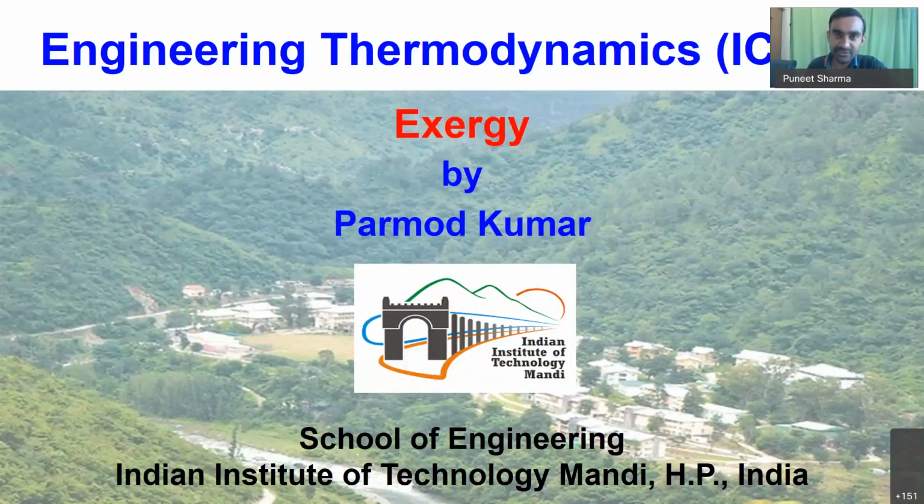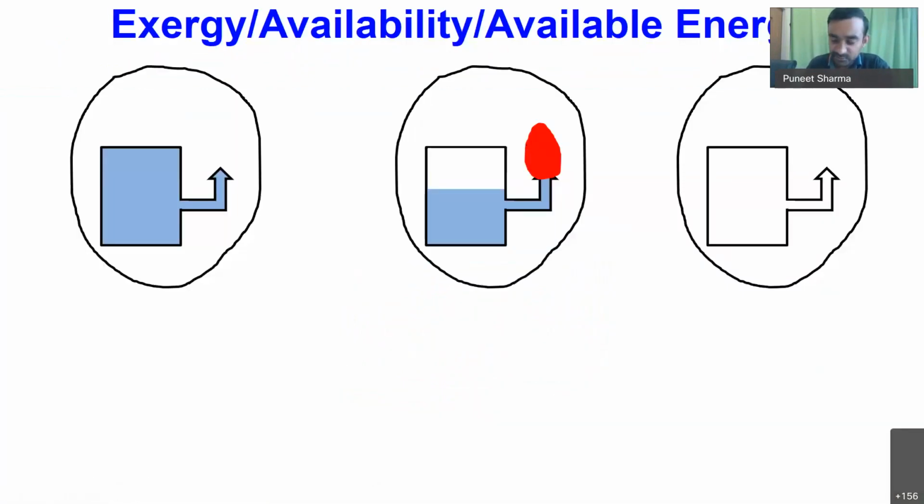In the previous lecture, we discussed the Joule-Thomson coefficient and I introduced the concept of exergy. So if I quickly revisit what we have covered in terms of exergy, I told you that exergy has some other synonyms also: availability and available energy. Then we took one case of a fuel-air system.